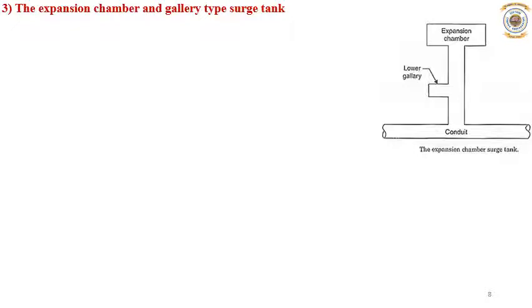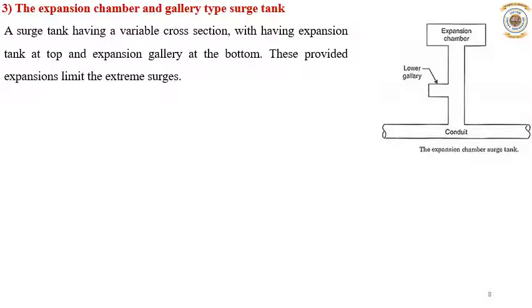Okay, besides this, the intermediate shaft should have a stable minimum diameter in order to give certain flow. Okay, so it is mentioned here a surge tank is having a variable cross section with an expansion tank or chamber at the top and expansion gallery at the bottom. These provided expansions limit the extreme surges.